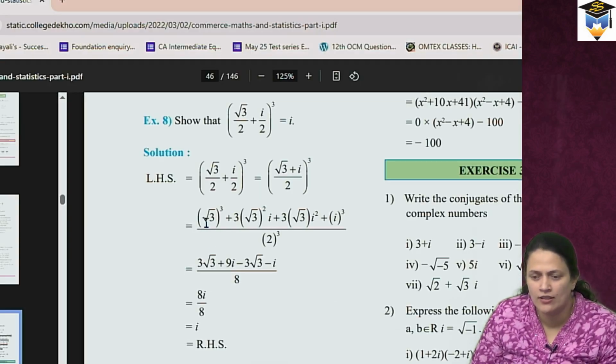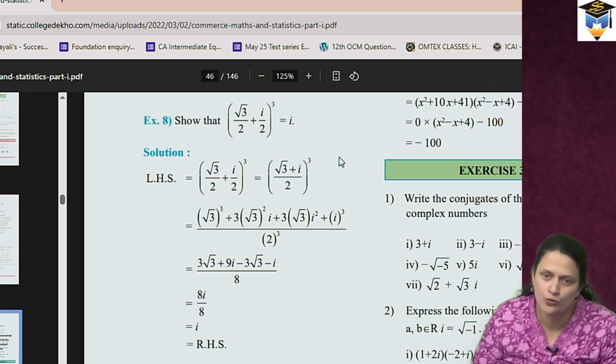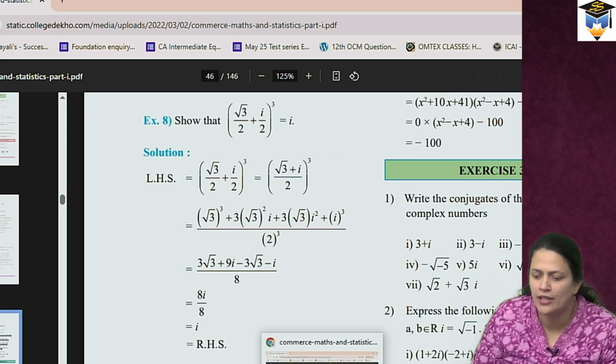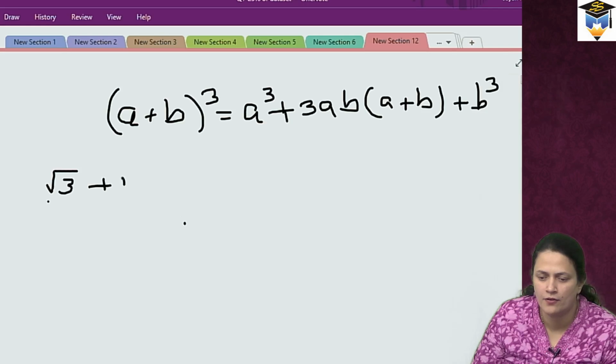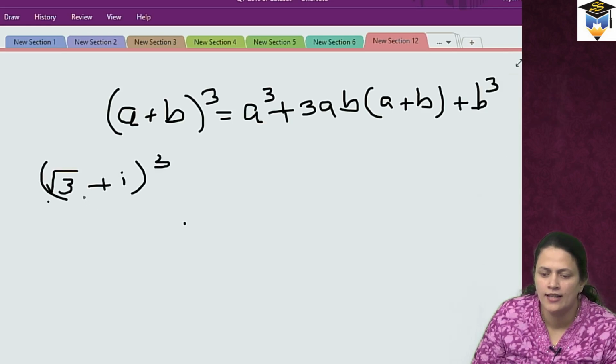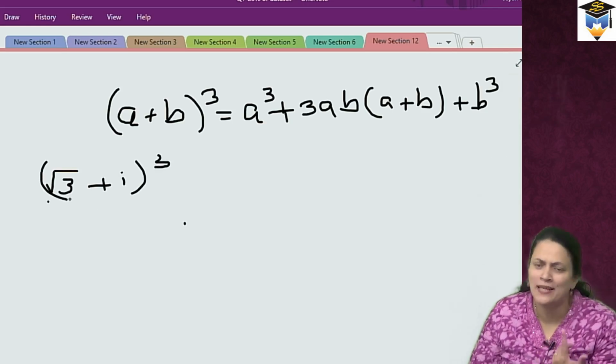So now use the same formula over here. In the numerator part you will have to use the formula. What is the numerator part? Root 3 plus i. Okay. So now can you tell me what is a and what is b, Abhinandan? A is nothing but root 3 and b is i.